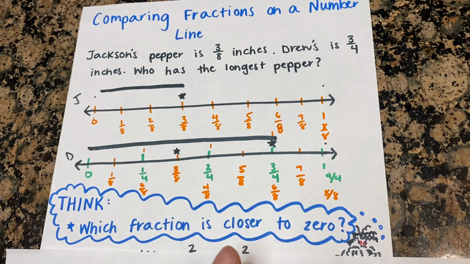Could we do this with all of our fractions? Like if we were using sixths and fourths? No. Nice job. We can only put fractions on the same number line if they are related. Great work. Let's try one more.